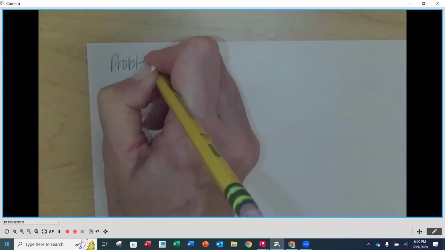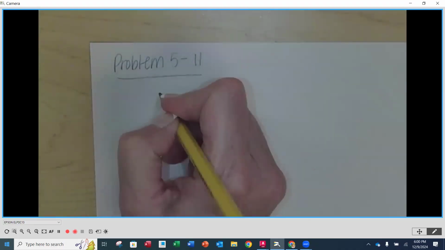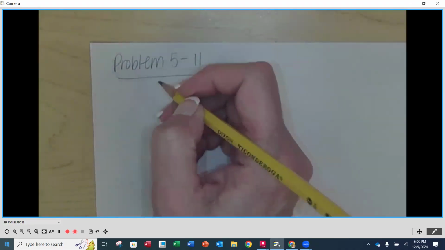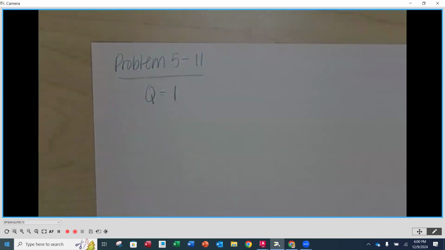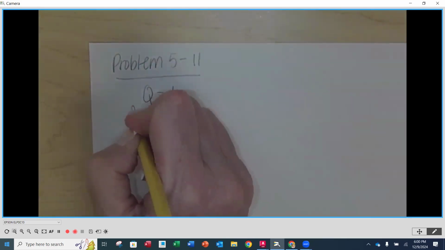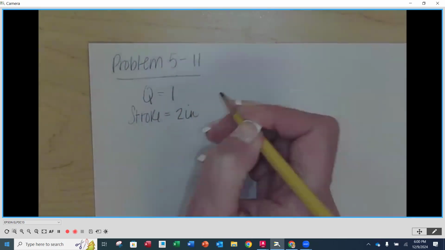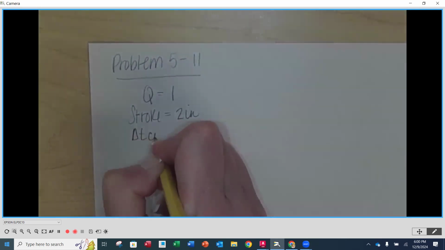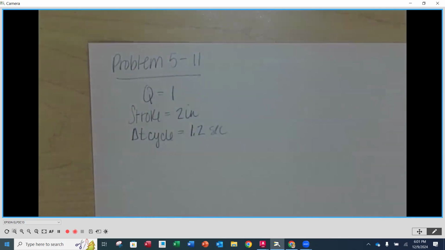So I'm going to start my problem here. Problem 5-11, okay? And we are given Q is equal to 1. Our stroke is equal to 2 inches. And our delta T cycle, so the total cycle time, is going to be 1.2 seconds.